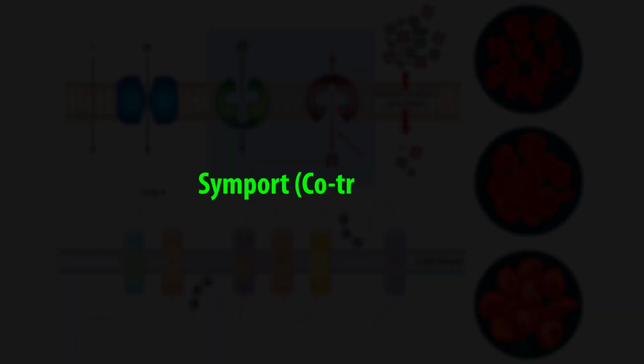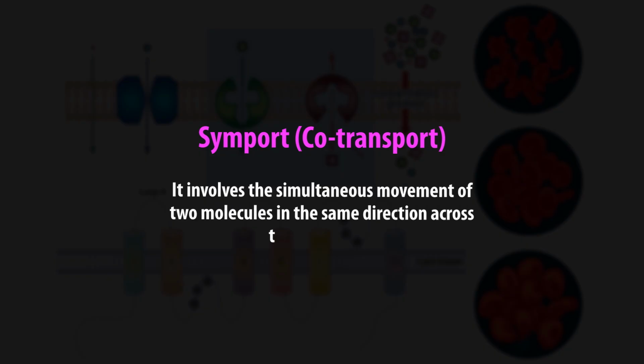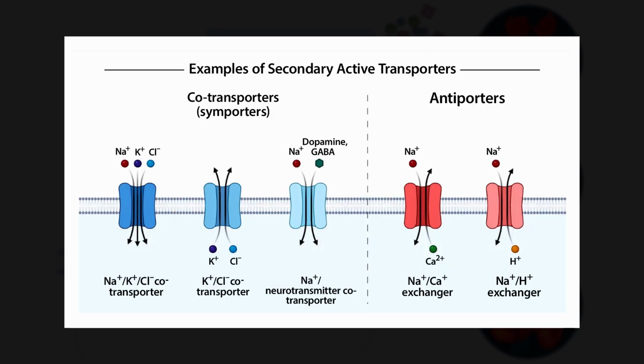The first one is the symport or the co-transport. It involves the simultaneous movement of 2 molecules in the same direction across the membrane. An example is the glucose-sodium symporter, which uses the sodium gradient created by the sodium-potassium pump to transport glucose into the cell.